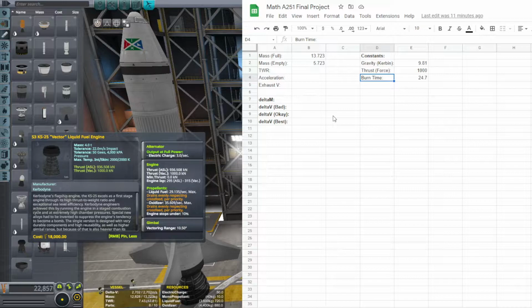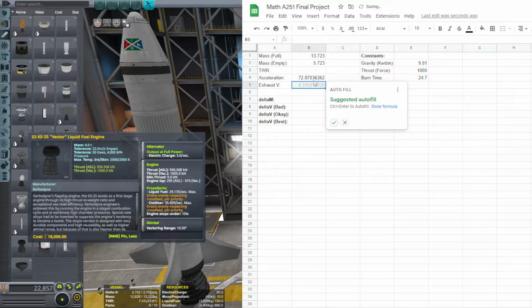Well, I want to figure out DeltaV. To do that, we have a way to go. First, we're going to calculate acceleration. Acceleration, in this case, is going to be, by Newton's law, force equals mass times acceleration. So that means acceleration equals force over mass. With the magic of spreadsheets, we can plug in our force over our full mass, and we get this value right here.